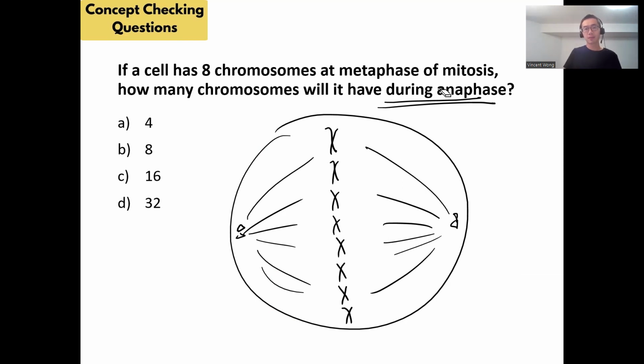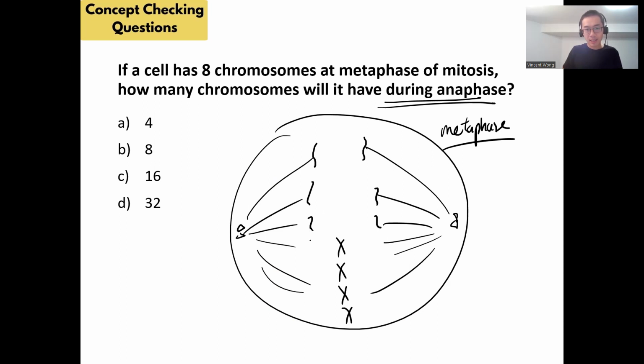Okay, this is metaphase, right? In metaphase, we have 8. So how many do we have in anaphase? Well, anaphase means we're going to separate this, right? We're going to pull them apart. So now you're going to have one chromosome here, 2, 3, 4, 5, 6, 7, 8, and so forth, right? So the correct answer is 16.